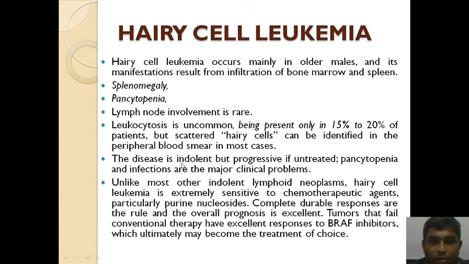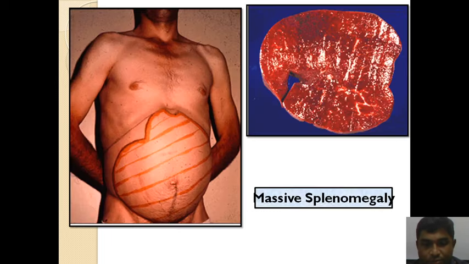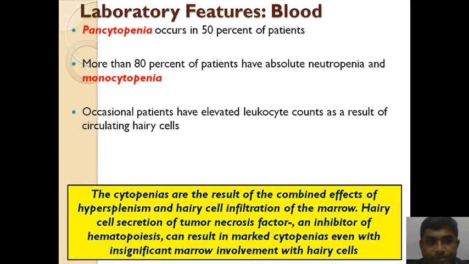It is indolent or slow growing in the initial stages, but if left untreated, it can become progressive, and it is extremely sensitive to nucleosides. If not, you can use BRAF inhibitors, as we just saw that most of these neoplasms are associated with BRAF mutations. This is the clinical picture to show a massive splenomegaly, which is a characteristic feature of hairy cell leukemia.